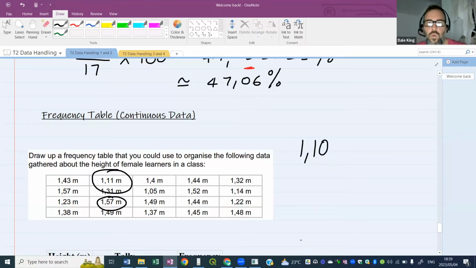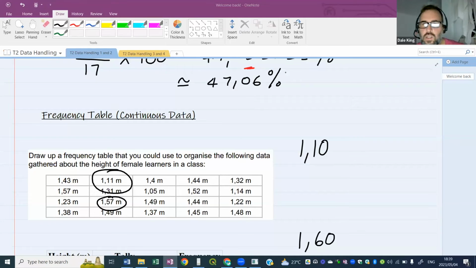So I've got to go from 1,1 and make sure I catch the 1,57. So if I went to 1,60, between 1,1 and 1,60, I've caught everyone in that data set. Okay. So what I need to do now is make groups between 1,10 and 1,60.